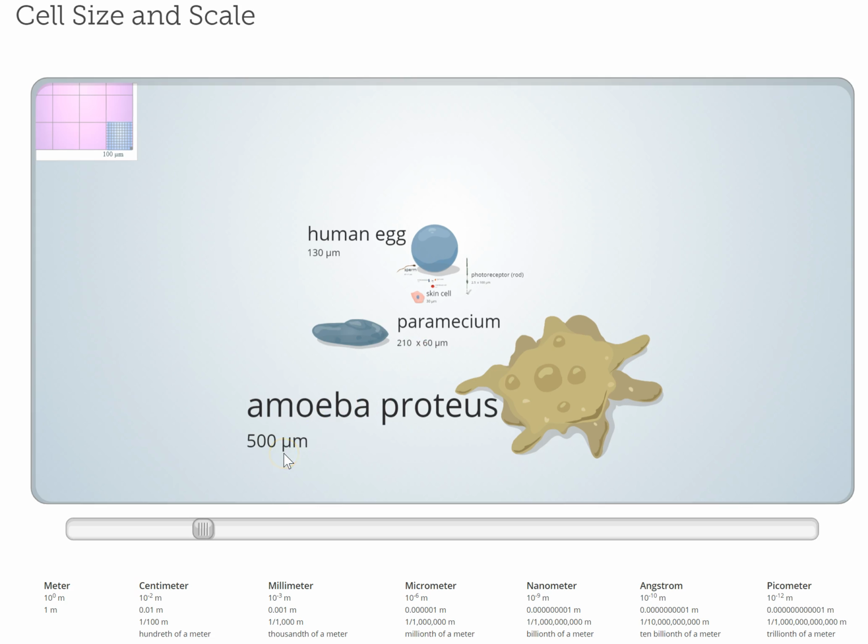But if you look, we are now in micrometers, 1/1,000,000th of a meter. They're trying to keep a scale up here. If you take a meter stick and cut it up 1,000,000 times, that's the scale we're on right now. You can see, too, human eggs are fairly large cells.